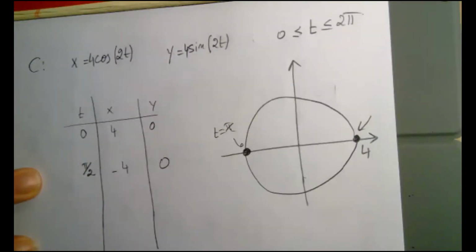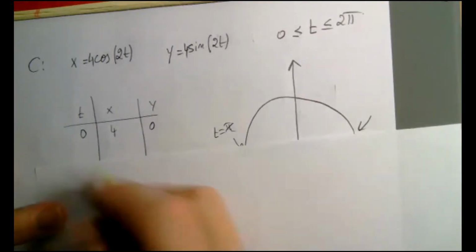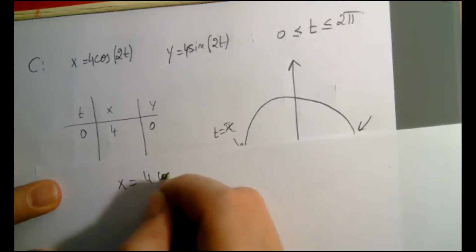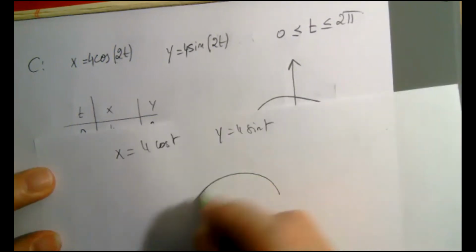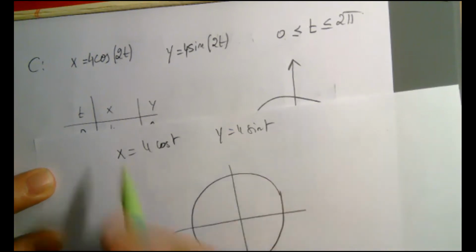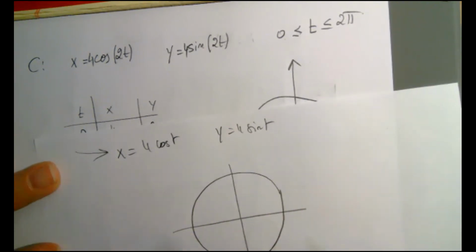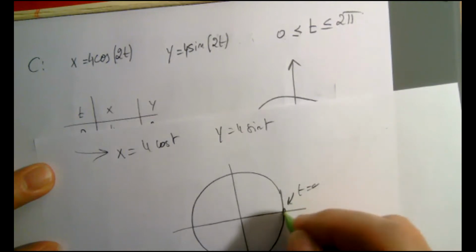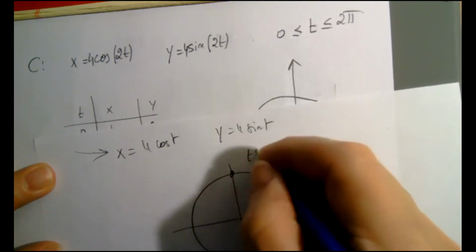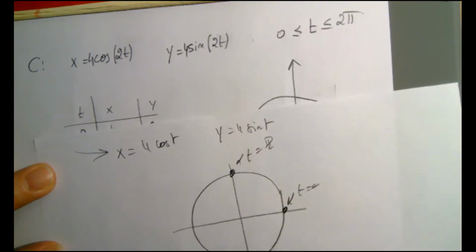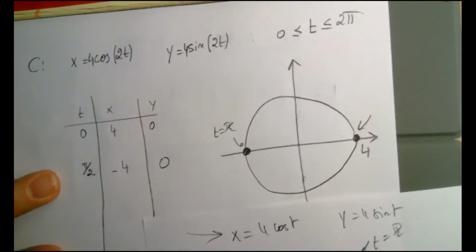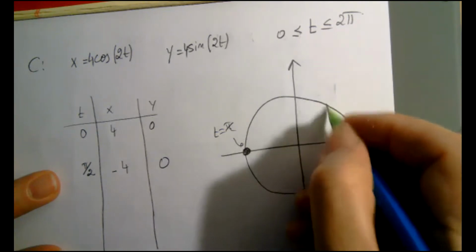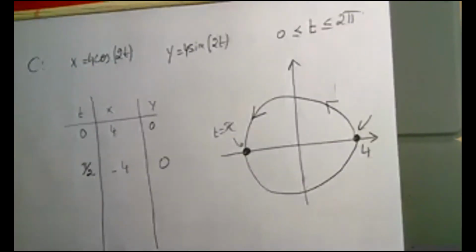So if I compare this one to the graph of x equal 4 cosine t, y equal 4 sine t, there is an obvious difference. If a particle is moving following this parametric curve, at t equal to 0, it's right here. At t equal pi over 2, it's right there. However, when I put 2t, it's going twice as fast. So we are really moving, but we're actually moving much faster than before.